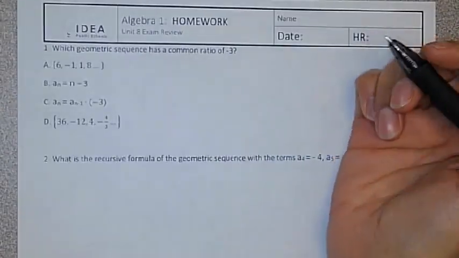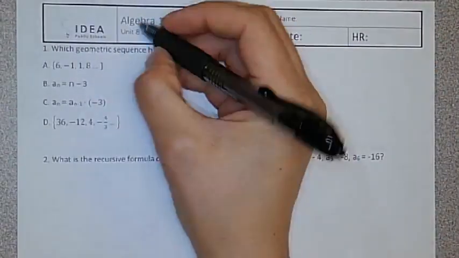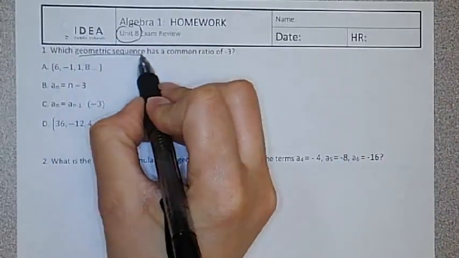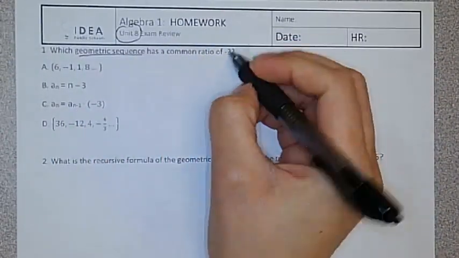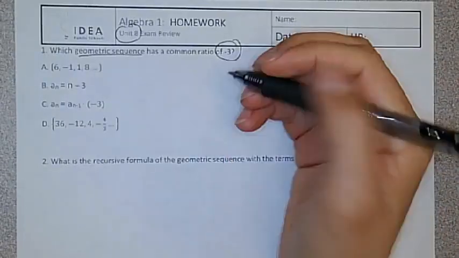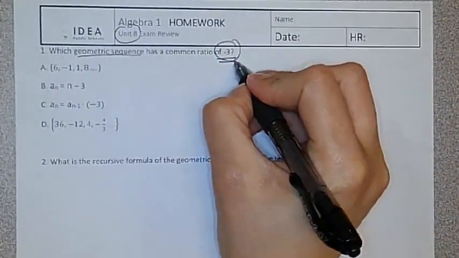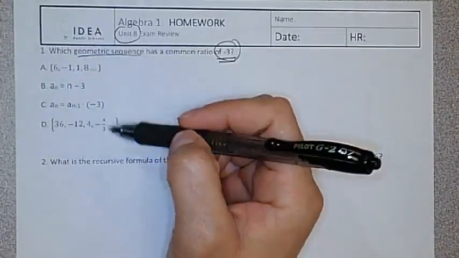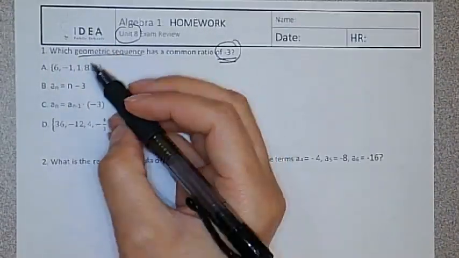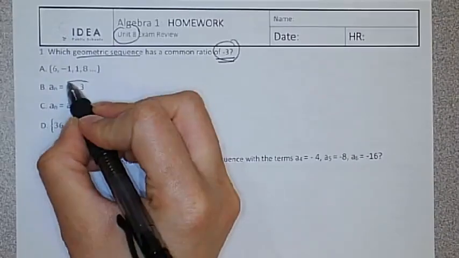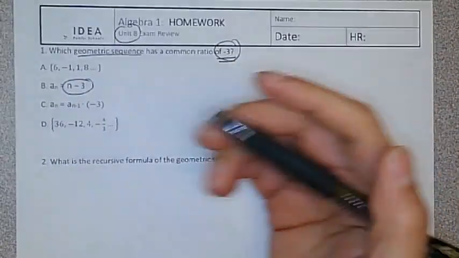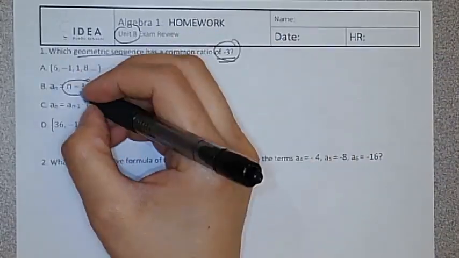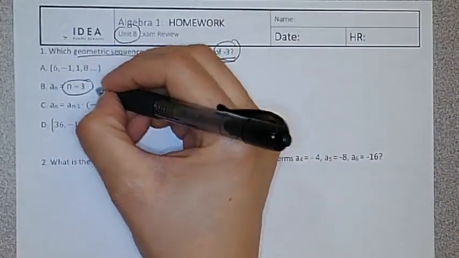So this is your unit exam review for Unit 8. First question is the geometric sequence that has a common ratio of -3. That means from one term to the next I have to multiply by -3. Okay, I look at my answer choices and I notice, for example, letter B, that's a linear, n-3. Geometric would have a times, not minus or plus, so this would be arithmetic.